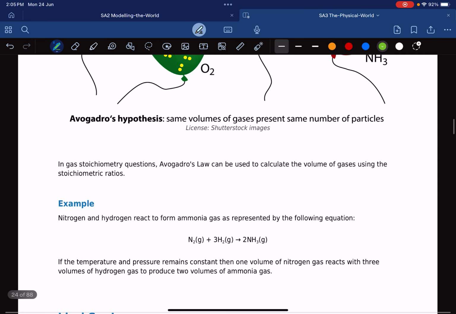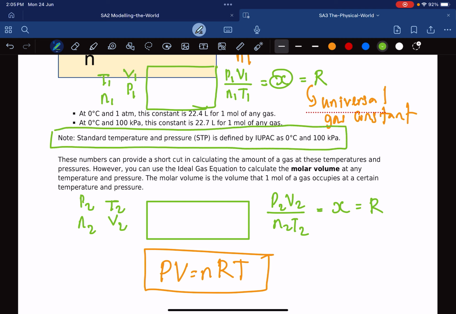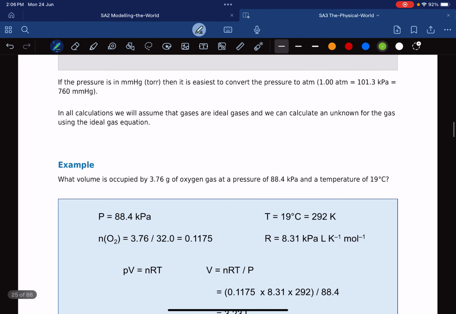One thing I saw here which I would like you to know: note that standard temperature and pressure, STP, is taken as 0 degrees Celsius and 100 kilopascals. Whenever you hear the word STP, please remember it's 100 kilopascals and 0 degrees Celsius.